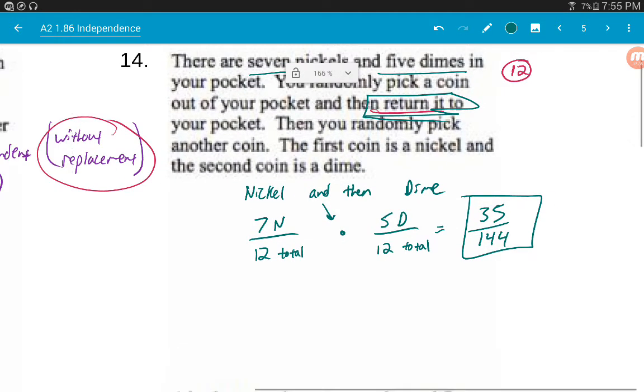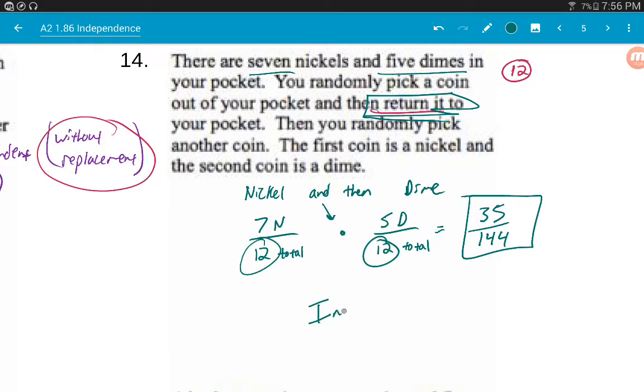One more that's dependent, because this one, if you could tell from the sample space not decreasing, this is independent. Because I put it back into my pocket, every trial is out of 12 and the probability is always going to be the same.